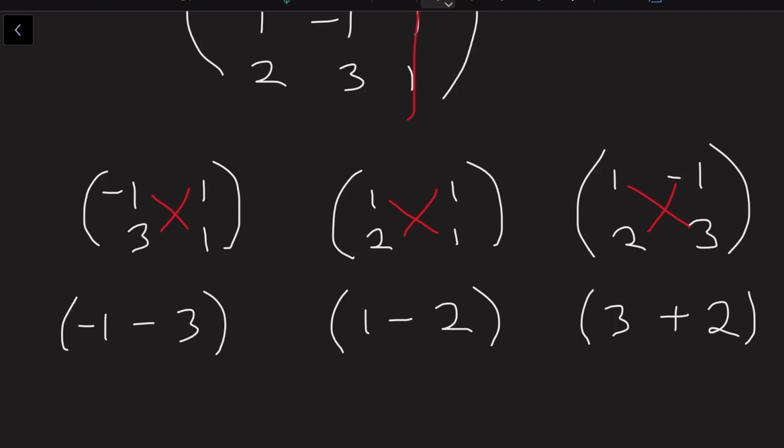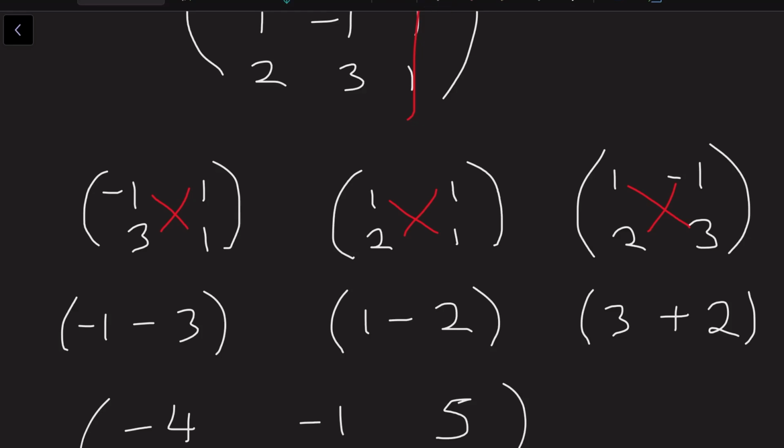What are we left with? We get a minus 4, minus 1, 5. So this is now the minors for the first row of our matrix.